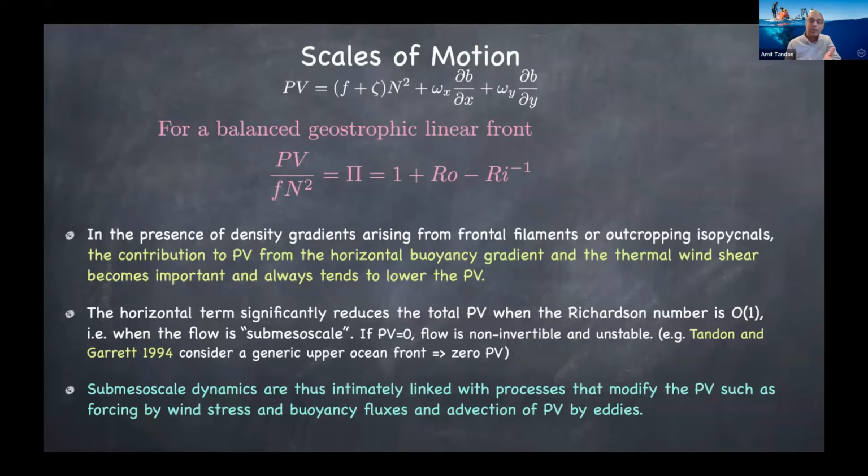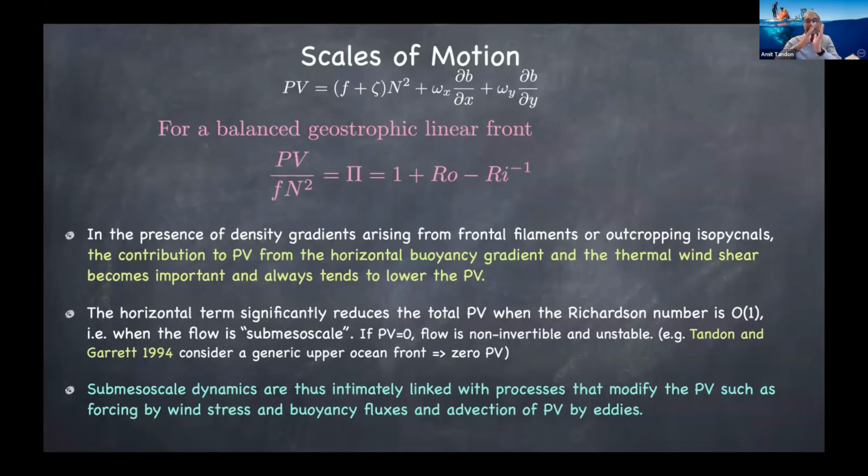So now you have to think about what happens next if I do have to take into account the horizontal buoyancy gradient that becomes important. We can still think of, for example, a perfectly linear front which is in geostrophic balance.